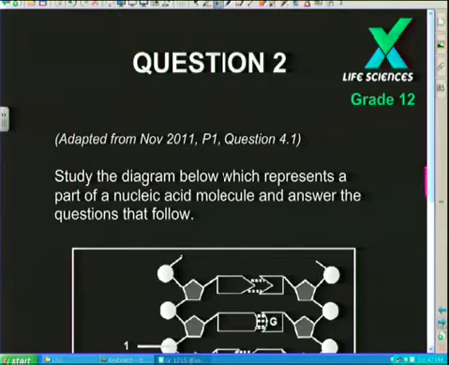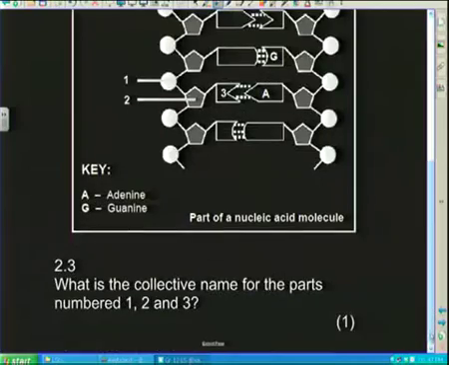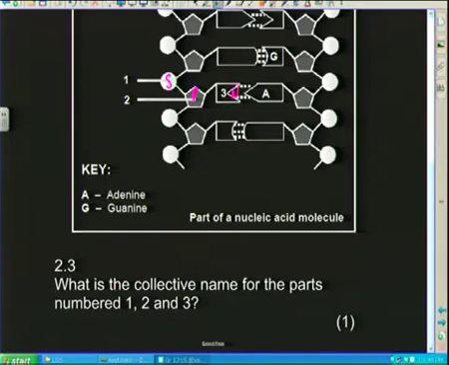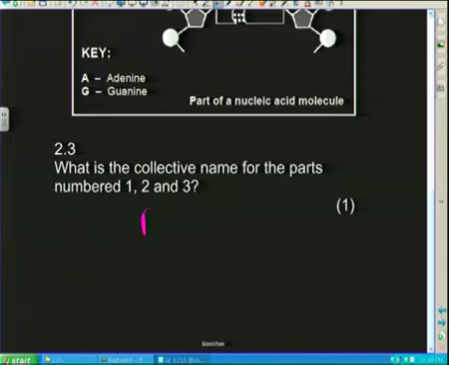Again, same question from the paper. Now it asks you, what is the collective name for the parts numbered 1, 2, and 3? 1, 2, and 3 are a building block, a piece of Lego for when you build the molecule. I gave you the answer just now. When we have a sugar, a phosphate, and a nitrogenous base, what do we call it? A nucleotide. Remember, a nucleotide is a sugar, a phosphate, and a base. They all join together, they're the building block, and they make a nucleotide. Nice, all the same questions, all based on the one diagram.